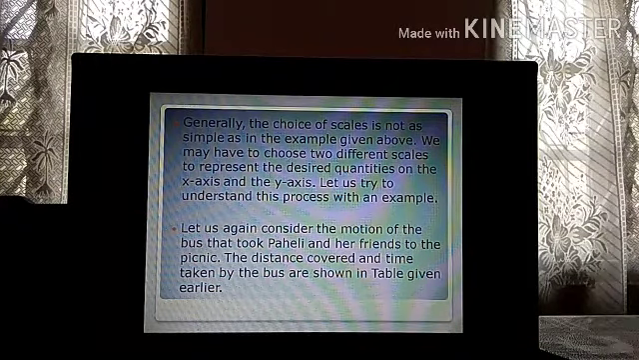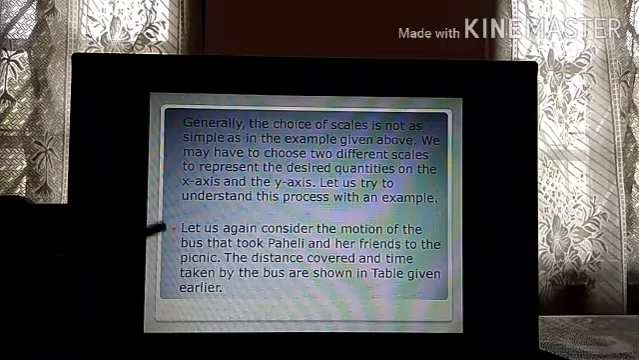Now, as we have studied earlier in the last video, we have taken uniform scales. That is, for the x axis we have taken time, 1 centimeter equal to 1 minute. For the y axis we have taken distance, 1 centimeter equal to 1 kilometer. So both are equal scales. That is, for 1 minute the car has traveled 1 kilometer. So it is very uniform. But sometimes we need to choose two different scales also.